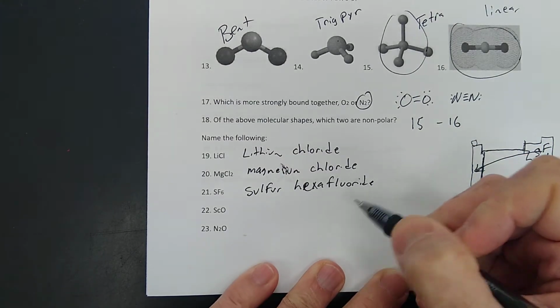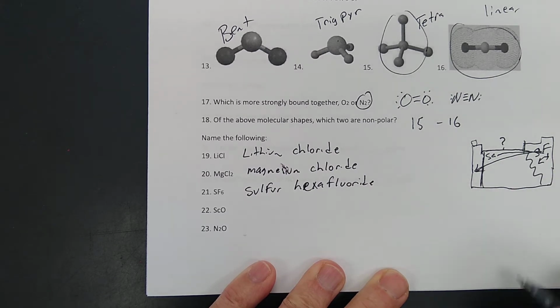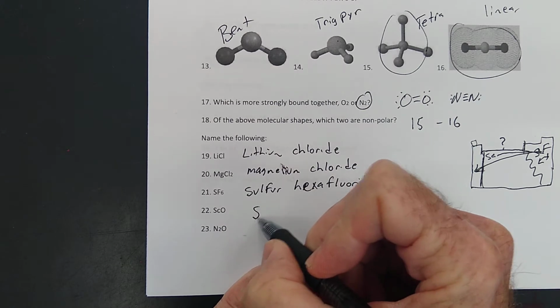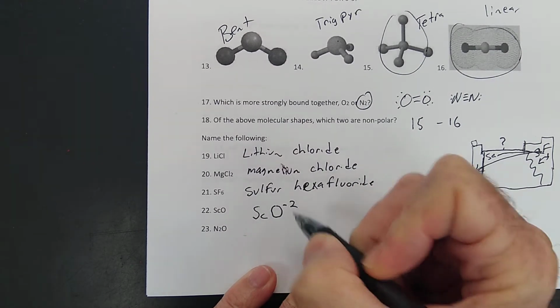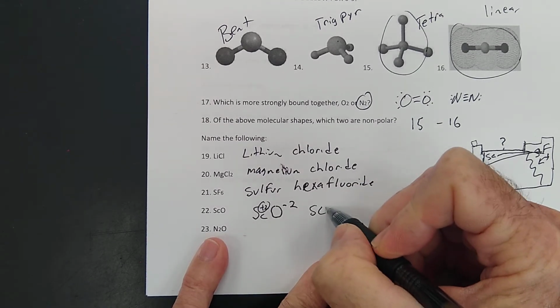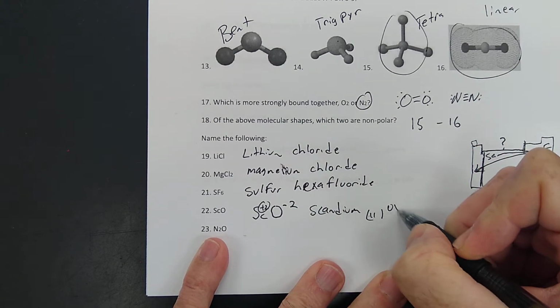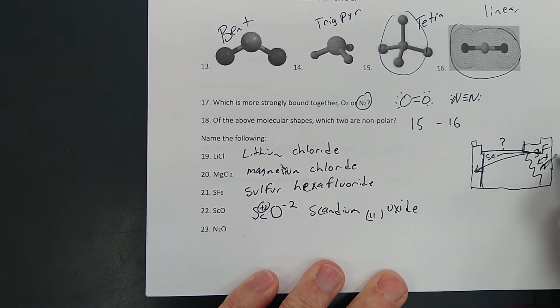Okay. And ScO, ooh, scandium is right here. Now we're crossing the road from the middle. We do not know the oxidation numbers of the guys in the middle. If there's one scandium and it's bonded to an oxygen, we know the oxygen's -2. So this scandium has to be +2. Scandium(II) oxide.